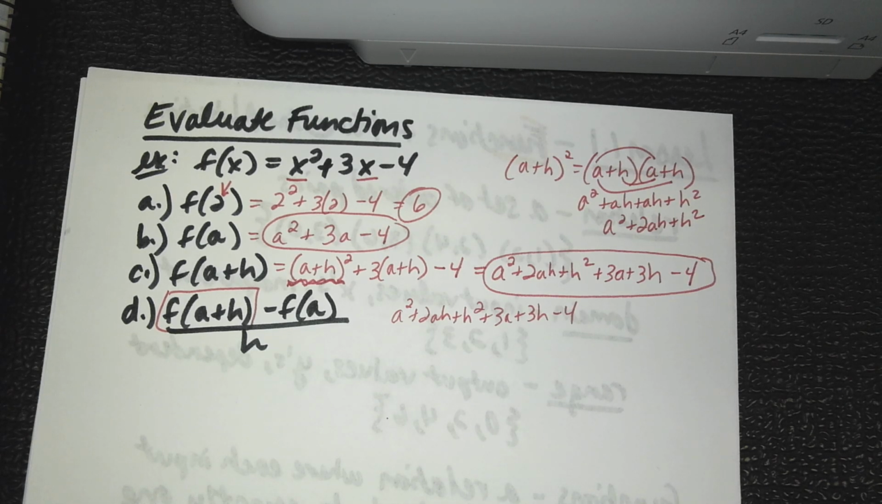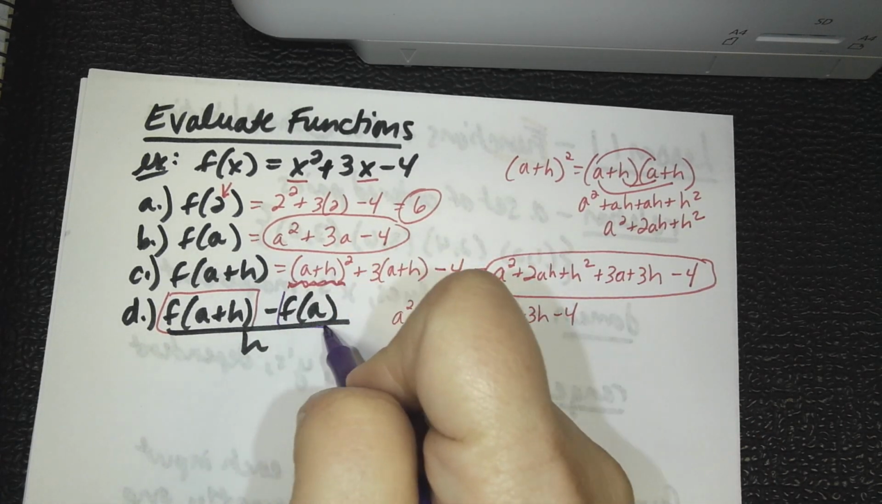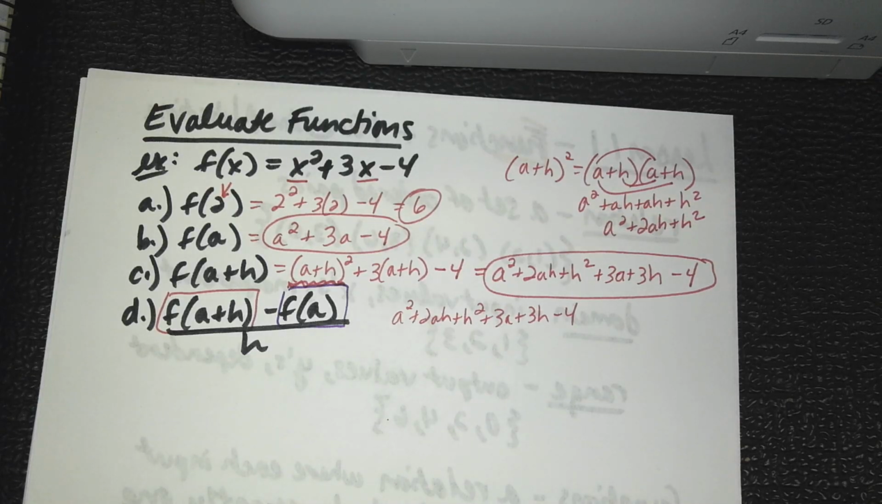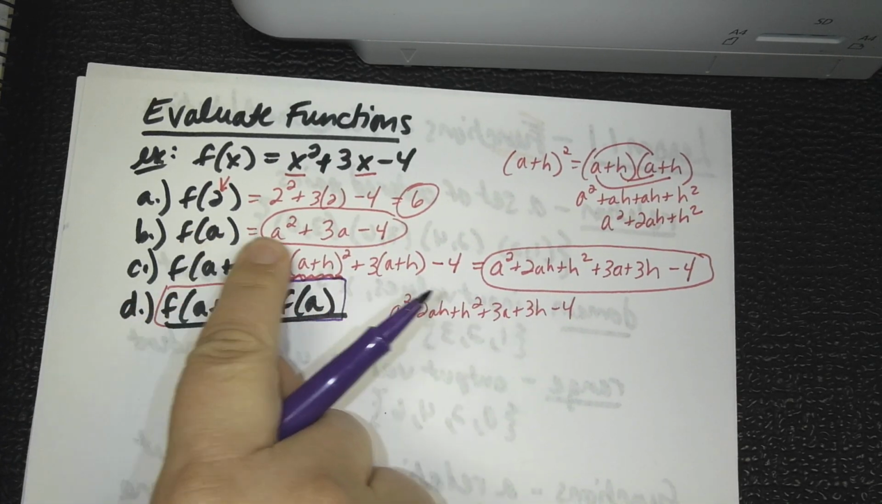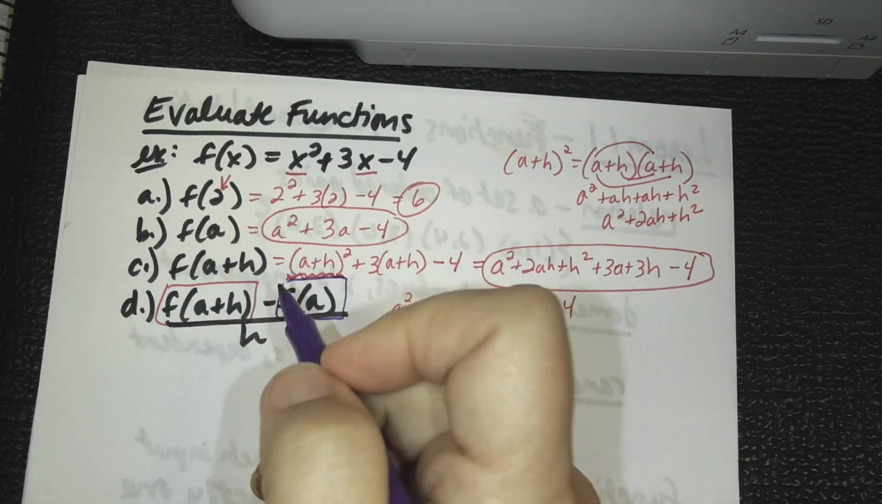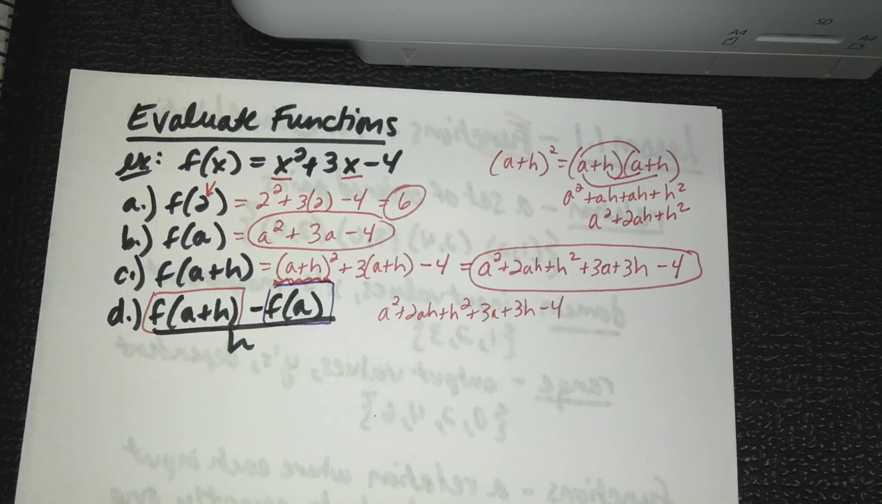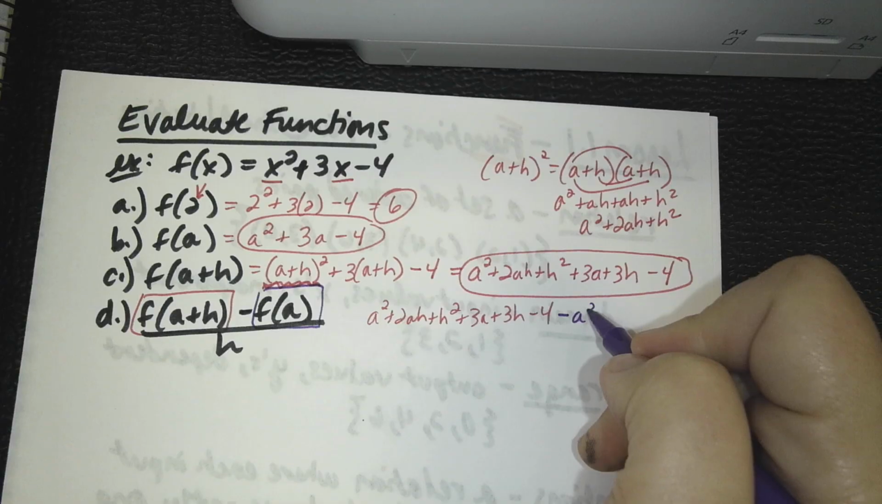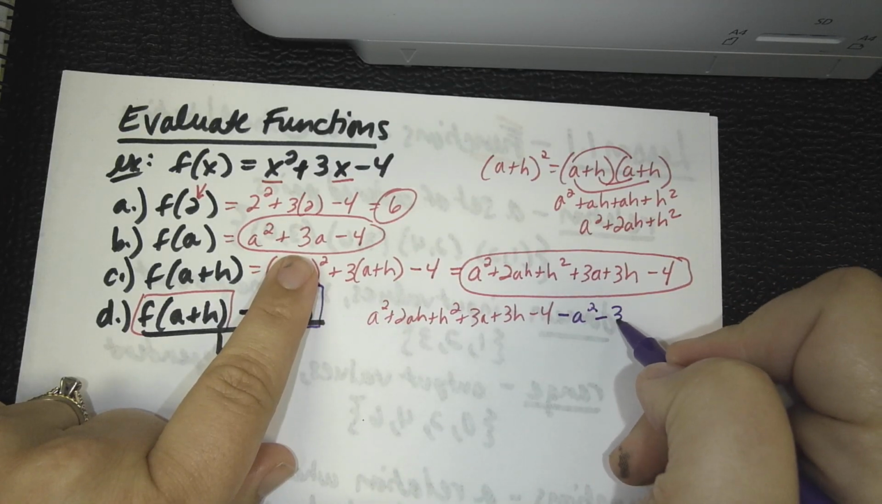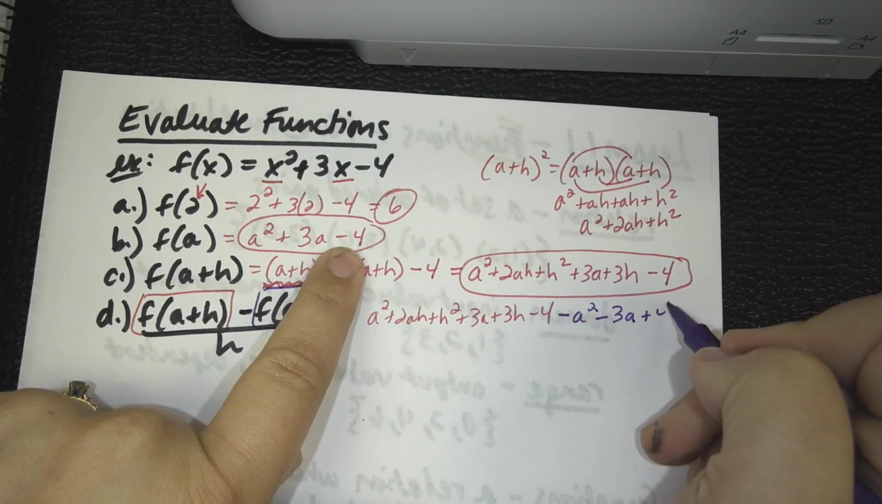Okay, but wait, it gets better. Then what's f of a? Isn't that what I just did right here? Didn't I just do that right there? All right, but then what do I do with a minus that? What do I have to do then? Change all them signs, right? Wouldn't that be the easiest thing? That says change all the signs of f of a. Okay, so I'm going to go minus a squared minus 3a plus 4.